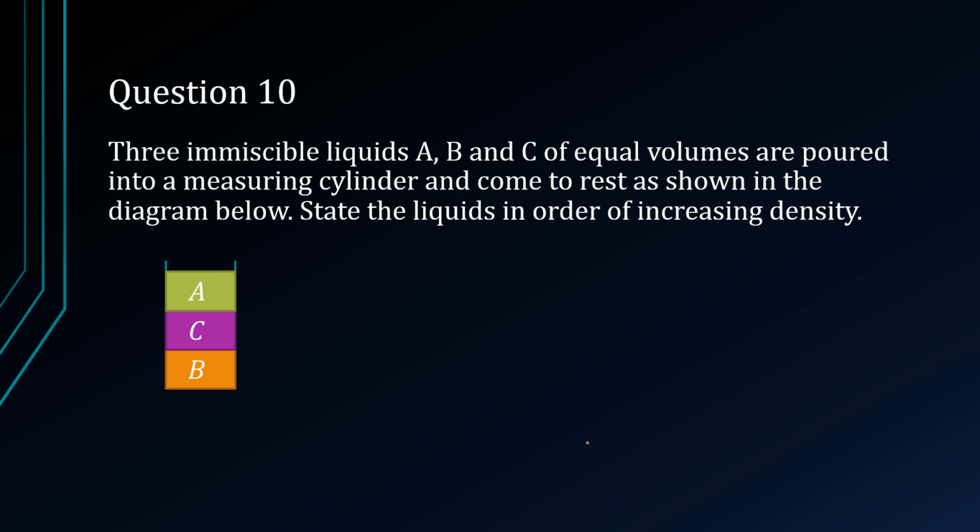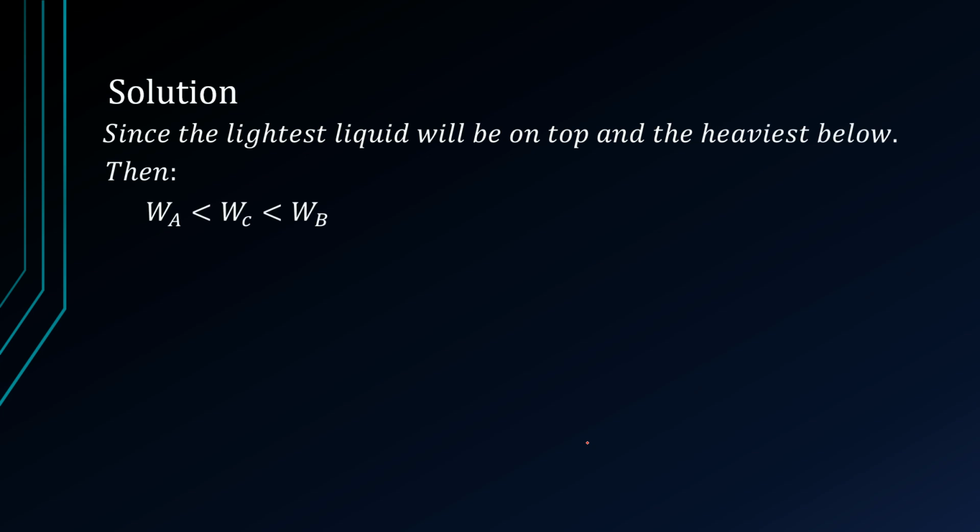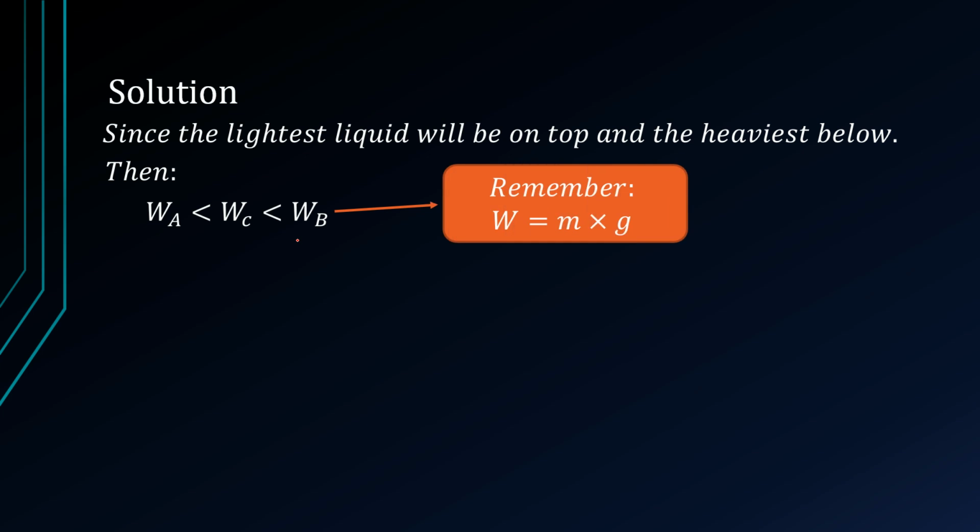So first off, let's state what we would know right off the bat. We know that the weight is what is responsible for separating it the way that it is. And since the lightest liquid will be on the top and the heaviest below, then that means that the weight of A will be less than the weight of C, which is less than the weight of B. Remember our formula W equals m times g. We can use this to replace it with the mass. So the mass of A multiplied by g should be less than the mass of C multiplied by g, which is less than the mass of B multiplied by g.